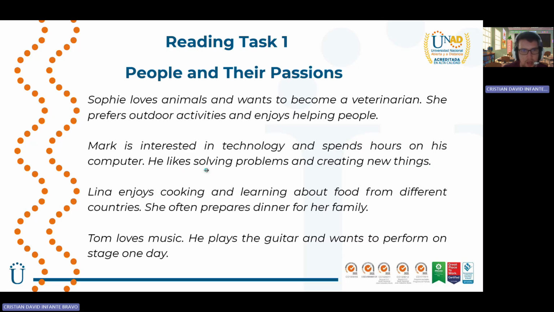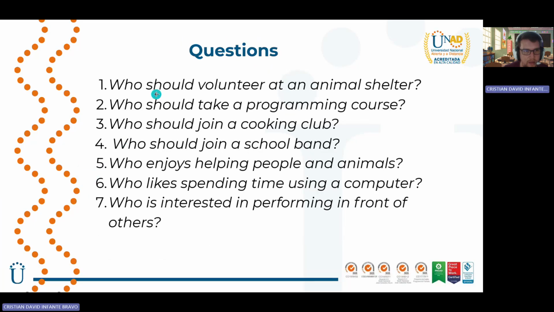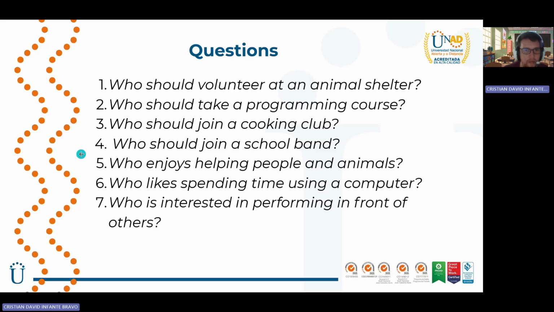Okay? And then when we finish reading this, students, I'm going to ask you what is the first question. Who should volunteer at animal shelter? So, teacher, it's Sophie, Mark, Lina, Tom. And the first one is Sophie, because Sophie loves animals and wants to become a veterinarian. And then I continue with the next questions: second, third, fourth, fifth, sixth, and seventh.